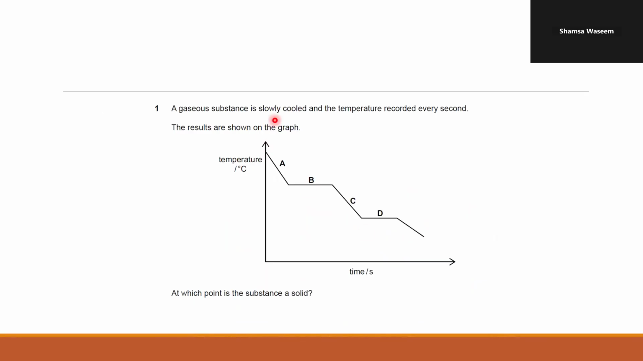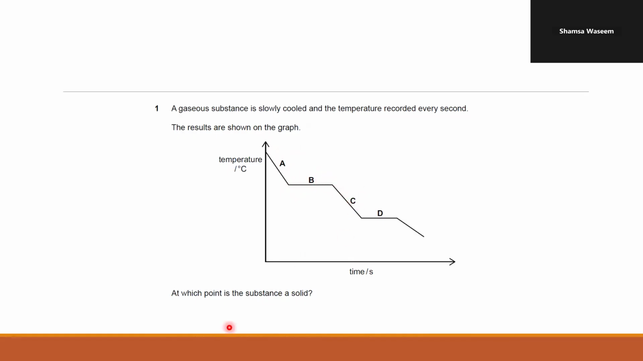Now, a gaseous substance is slowly cooled and the temperature is recorded every second. The results are shown on the graph. At which point is the substance solid? See, you're just going to release heat. Here they take time on the x-axis, and on the y-axis there's temperature, right? So what happens when you release the heat? This is a gaseous substance. When you cool gas, it goes into the liquid state. At B, we will have liquid as well as gaseous state, right? When all of the gas is converted into liquid, then the temperature will decrease.